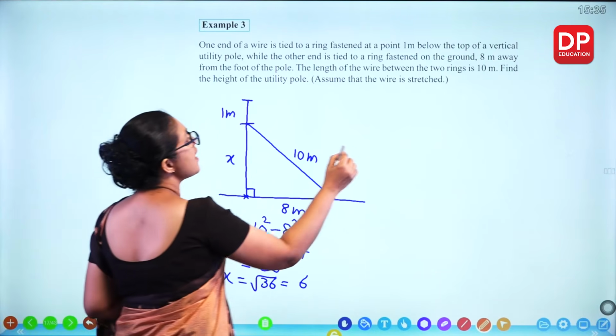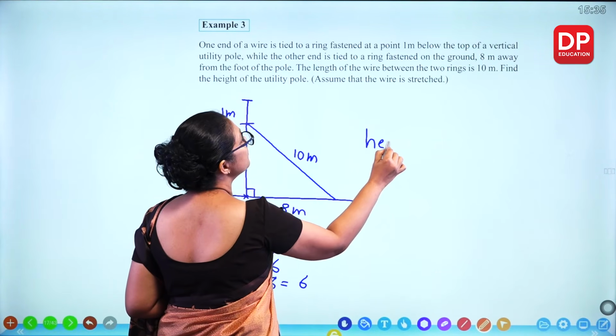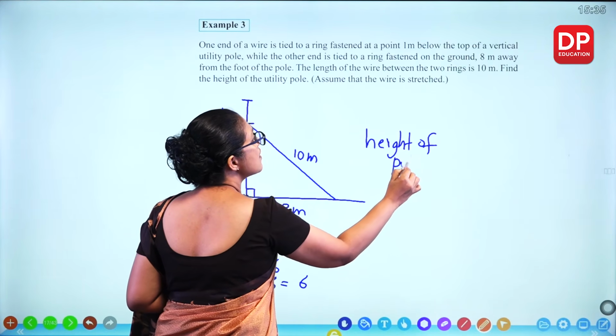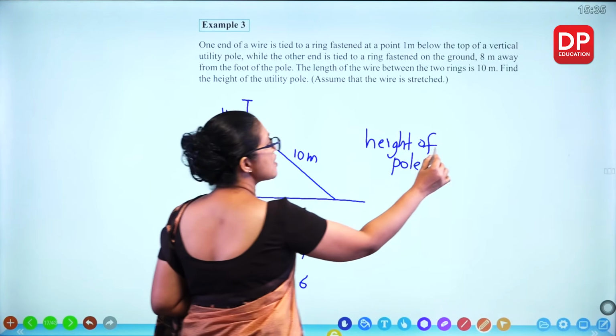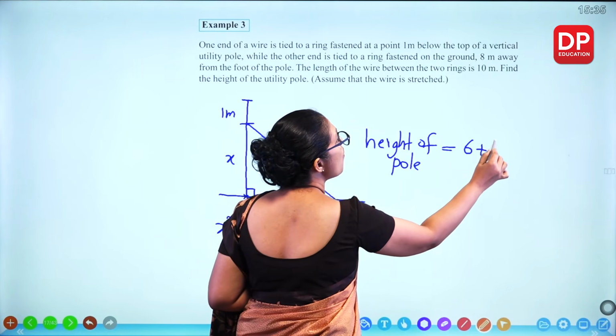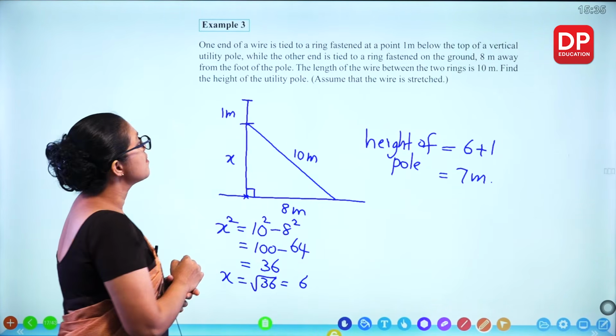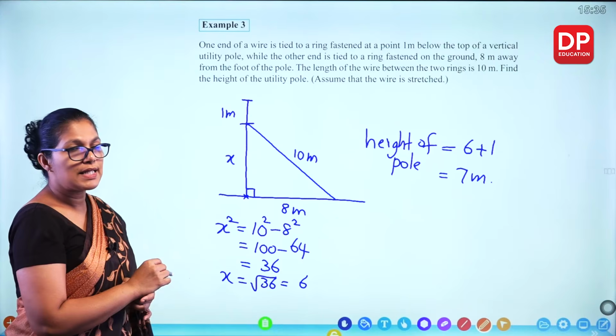So what's the height of the pole? Height of the pole is 6 plus 1, 7 meters, because this is given in meters.